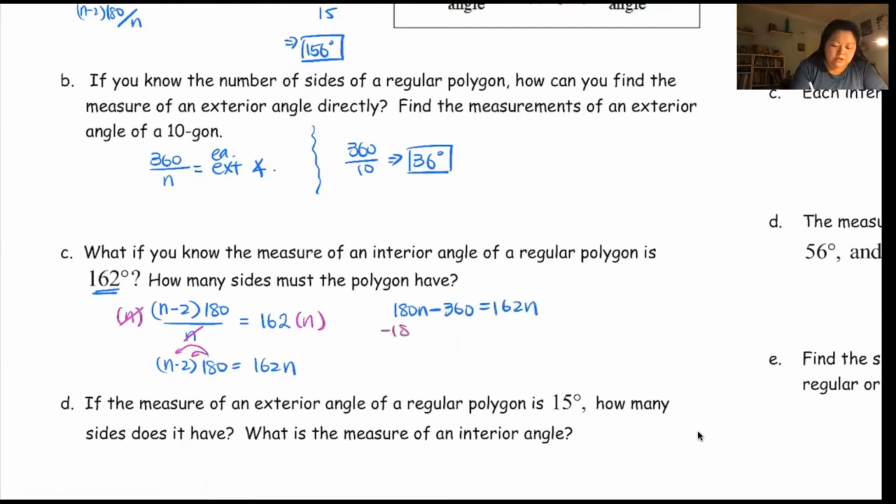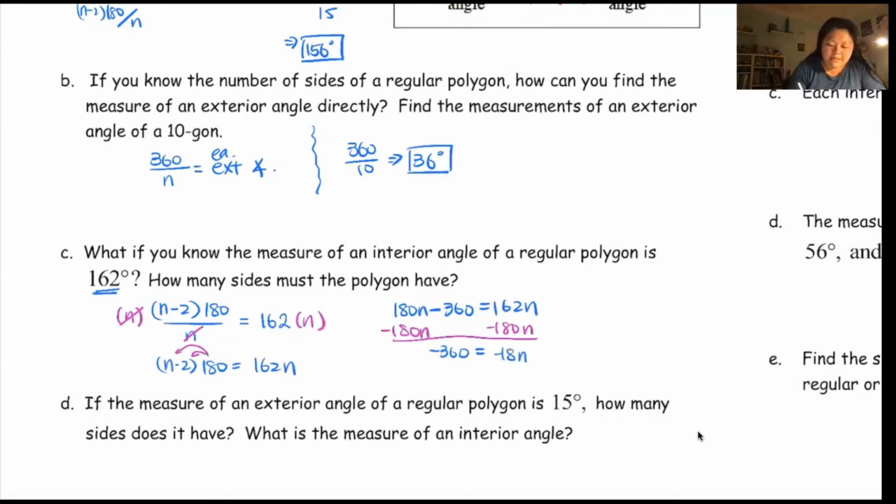So let's subtract 180n. I know I typically want my variable to be positive, but in this case, I don't really have a choice. So let's go ahead and subtract the 180n on both sides. And I would get a negative. This is a trick. It has to be negative. I have a negative 360 and a 162 minus 180. That gives me a negative 18. They both need to be negative because then you'll get a positive answer, right?